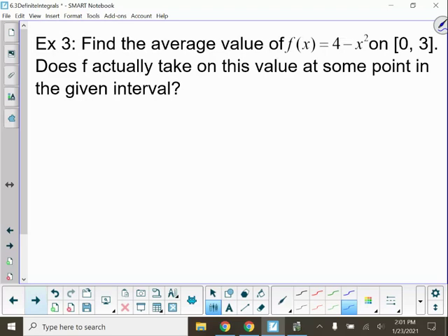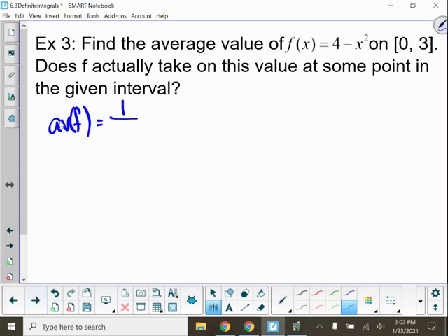So example 3, find the average value of f of x equals 4 minus x squared on 0 to 3. Does f actually take on this value at some point in the given interval? So we have to both find the average value and then figure out if there is a solution to the average value that is within the interval of 0 to 3.